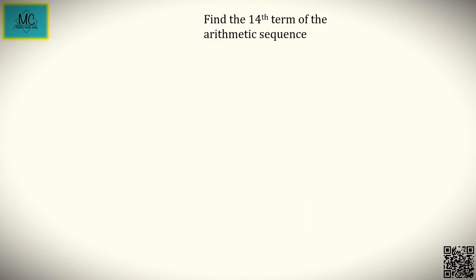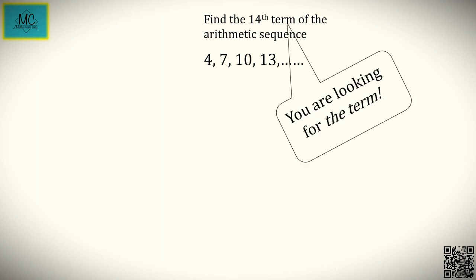Now let's take this example. Find the 14th term of the arithmetic sequence. Here the series is given as 4, 7, 10, and 13. I need to find the 14th term of this arithmetic sequence. The formula is an is equal to a1 plus n minus 1 times d. I will start substituting my values as per the formula. an is the 14th term, which we are looking for. a1 is 4, that's my first number in the series. And then 14, the term I'm looking for, minus 1, times the difference.